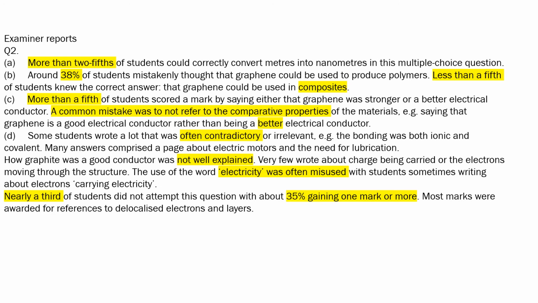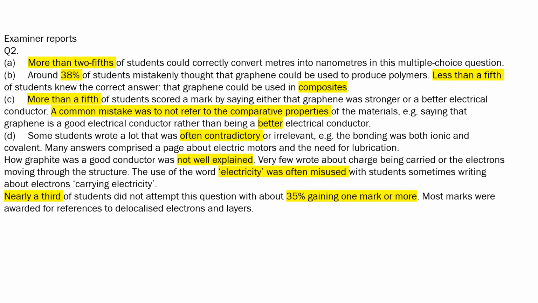It will be wrong. So some of the examples they gave were bonding was both ionic and covalent. They can't be both. Many answers comprised a page about electric motors and the need for lubrication. Totally nothing to do with the question. It was irrelevant. How graphite was a good conductor was not well explained. And very few wrote about charge being carried or the electrons moving through the structure.